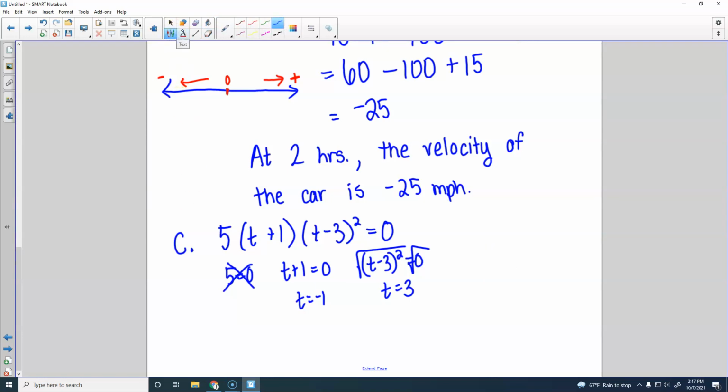So, we need to throw one of these out. Which one? The negative, because they told us that t is greater than or equal to 0 at the beginning. So, we are going to say right here at 3 hours. And you can just circle that as your answer.